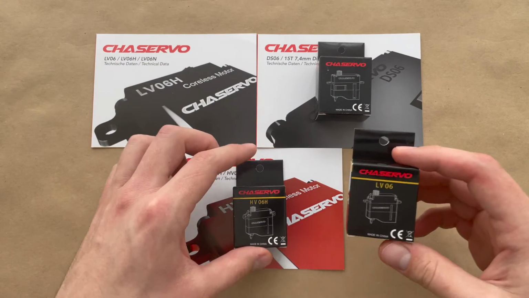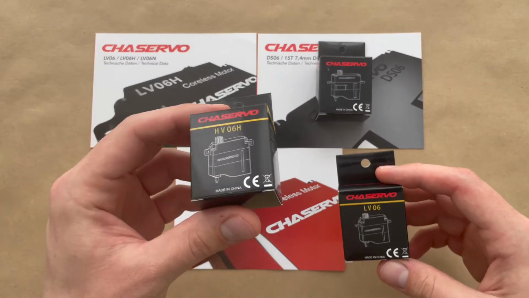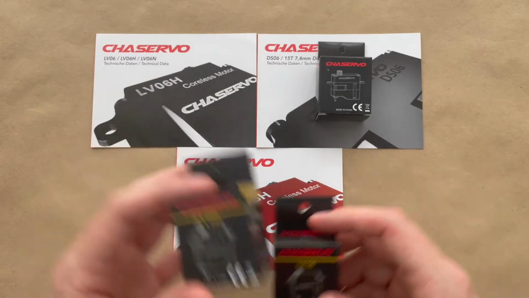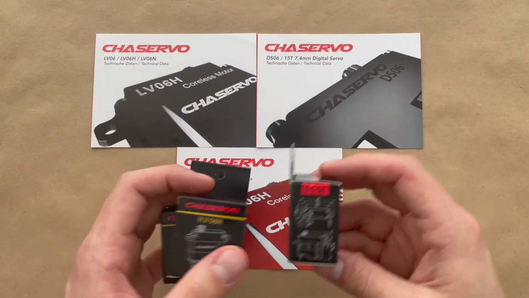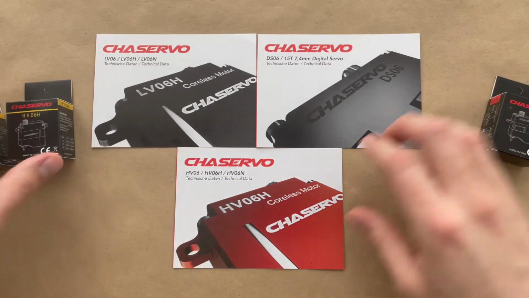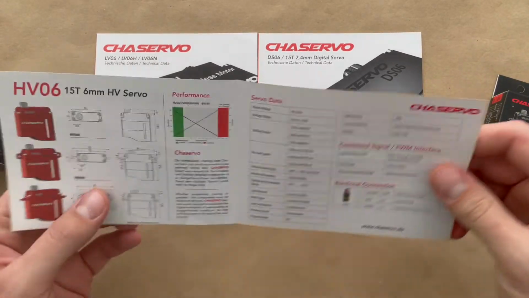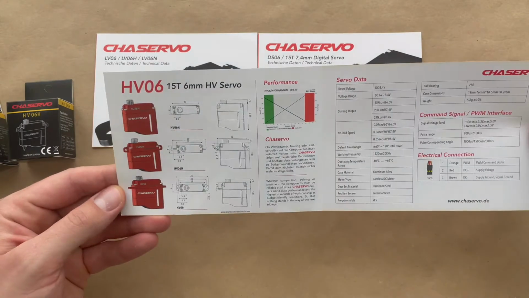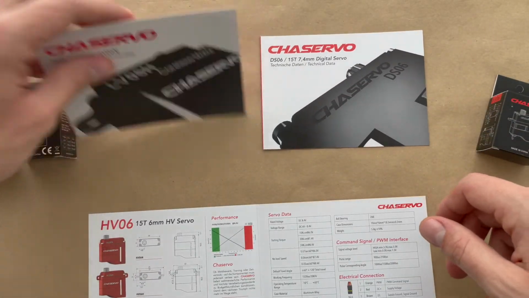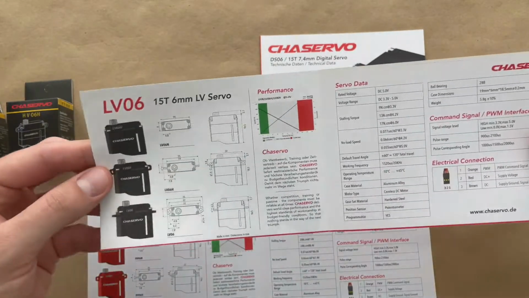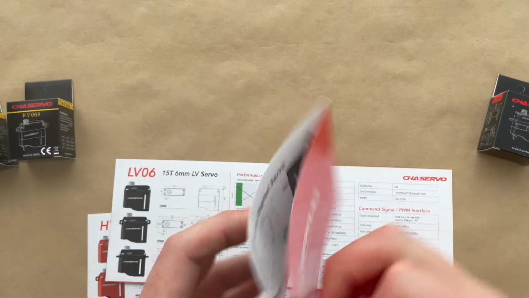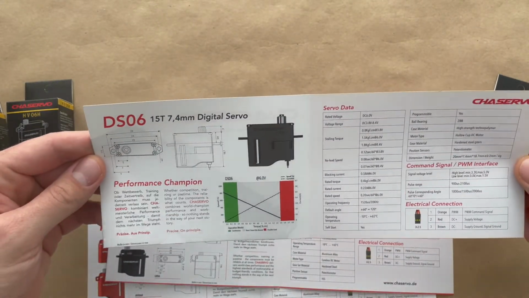One is LV06, HV006, which stands for low voltage and high voltage, and also DS06, and we'll unpack every part of those. They also have these very nice booklets for each of those, and there's all different kinds of information.